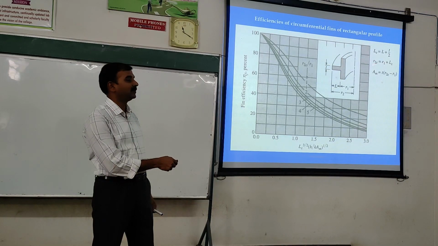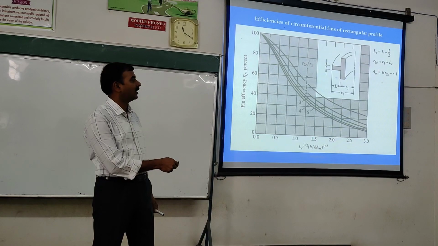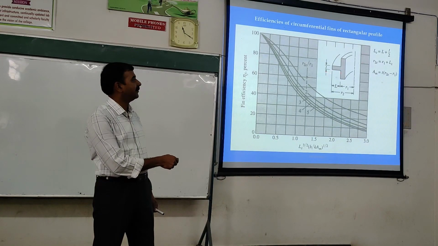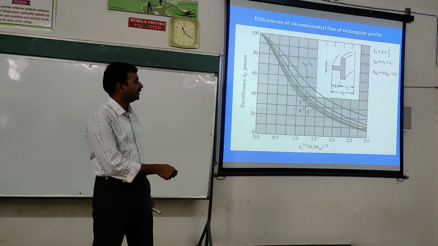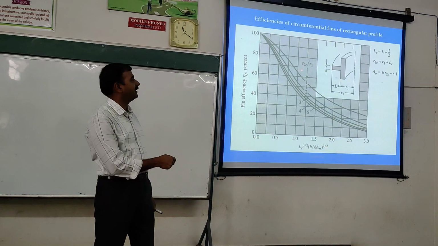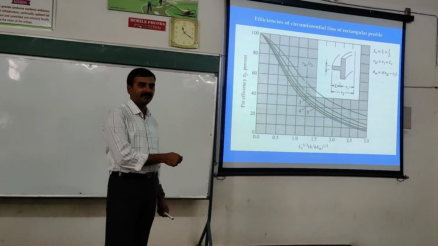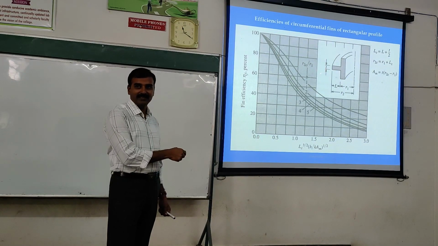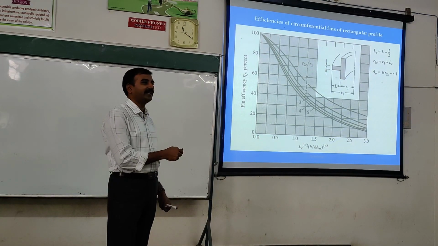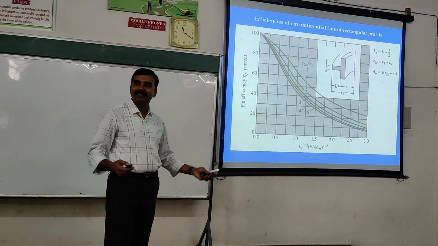LC is L plus t by 2. R2C is equal to R1 plus LC, or LC is equal to R2C minus R1. And the profile area is this dimension LC into this dimension t, right? Now you have these curves for different values of R2C by R1, which is a reflection of the size of the fin, isn't it? So outer radius by inner radius is a measure of the size of the fin.